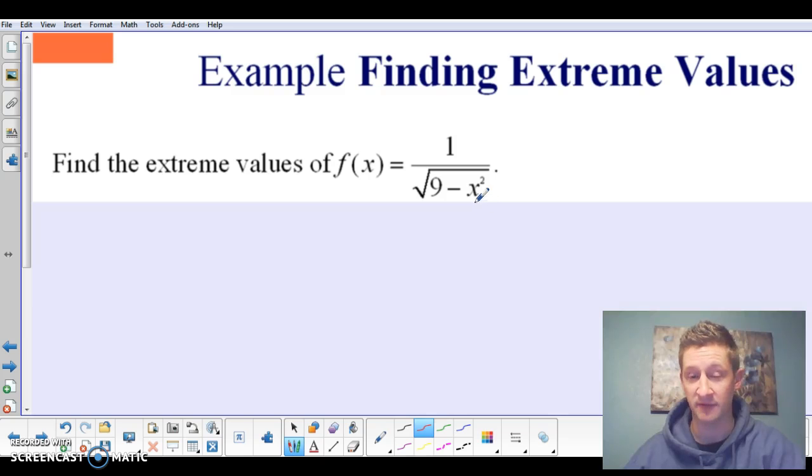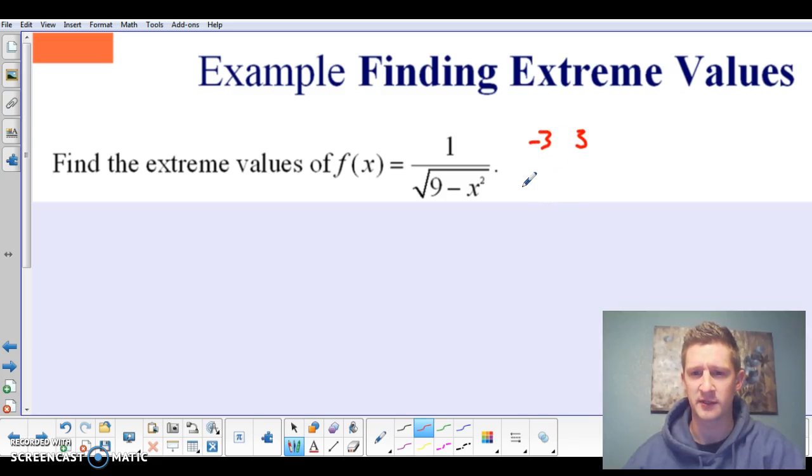In this case, if I were to plug in 3, 3 squared is 9, and 9 minus 9 is 0. That'd be the square root of 0. That's no good. So 3 is no good. Neither is -3, because if I take -3 and square it, I also get +9. 9 minus 9 is 0, and the square root of 0 is 0, and dividing by 0 is no good. So both -3 and +3 are out.